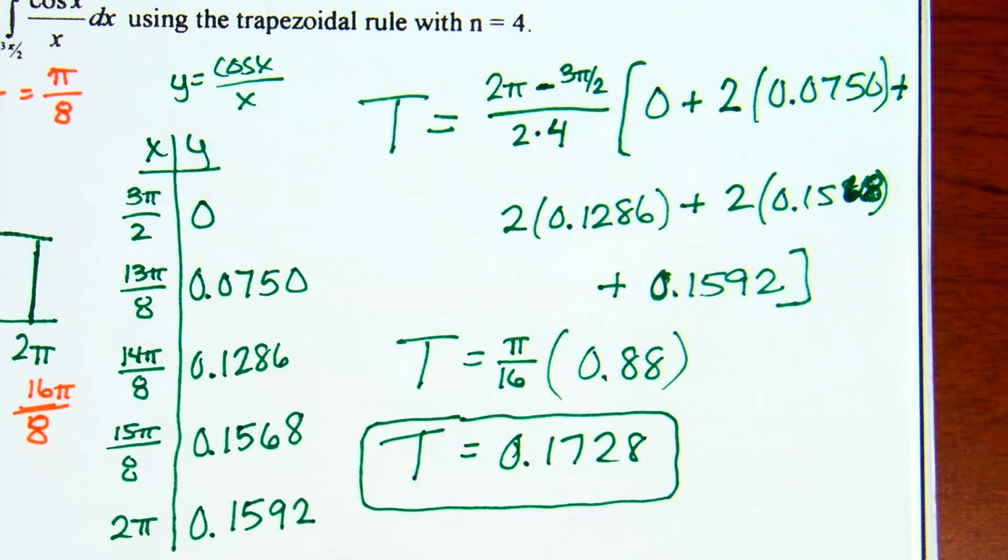So, interesting enough, if I run the integral on my calculator, because I'm not integrating that by hand, the calculator answer for fundamental theorem of calculus is 0.1758. And we got 0.1728. Pretty close.